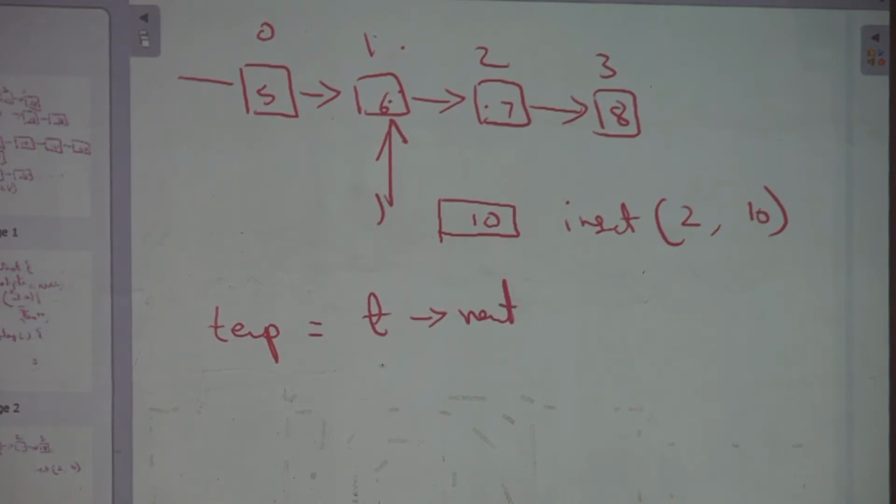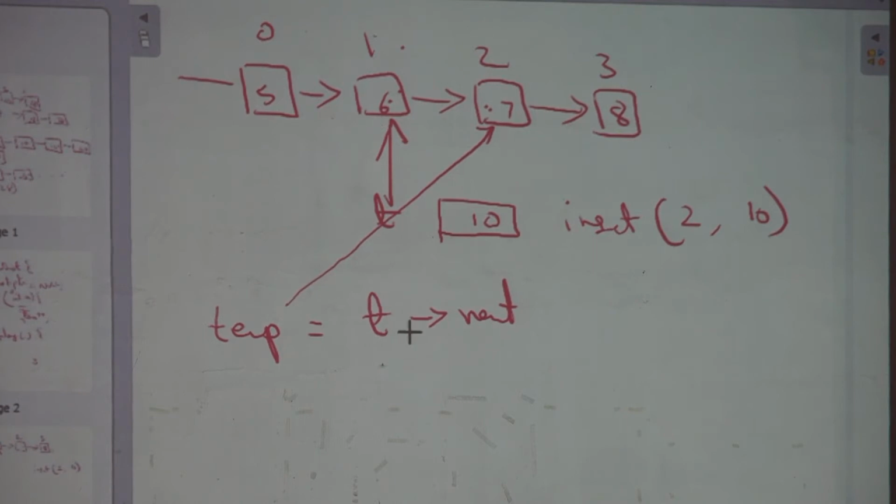My T is here. Okay. This temp is also a node pointer. My T is here. So temp is T's next. So temp points where? Temp points here. Right now temp is pointing here. Do you agree? I am going to create that.